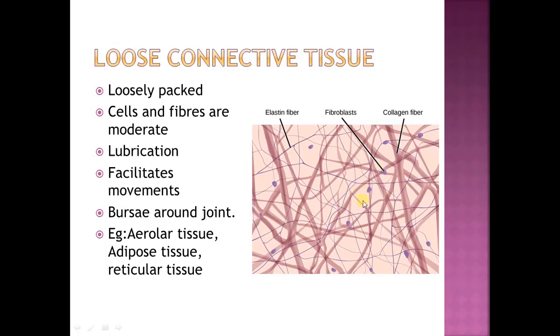You see the fibroblast cells. You are also seeing moderately collagen fibers and elastic fibers. So they are mainly for lubrication. They are mainly present to facilitate movement. So around the joints you can see the bursae. The bursae mainly consist of the loose areolar tissue, that is the bursae around the joint.